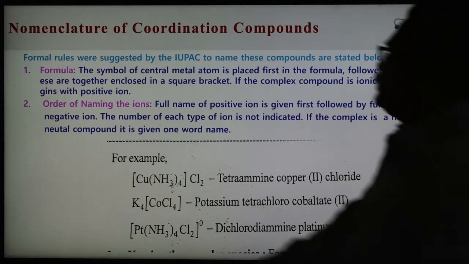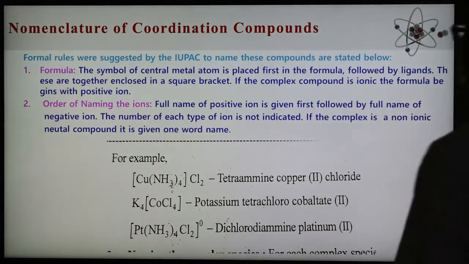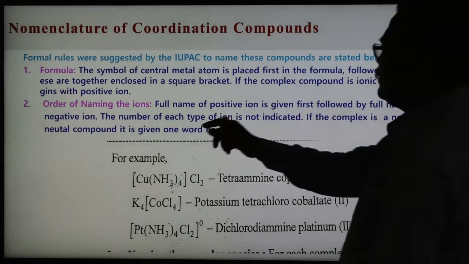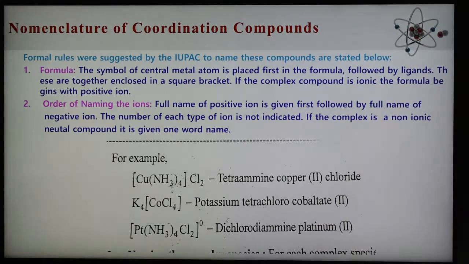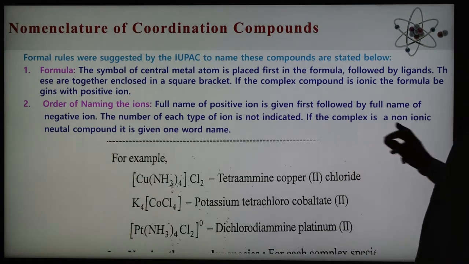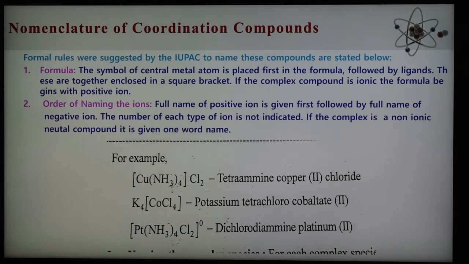The second rule is the order of naming the ions. In case positive and negative ions are there, we have to write the full name of the positive ion first, followed by the full name of the negative ion. The number of each type of ion is not indicated. No need to write it.